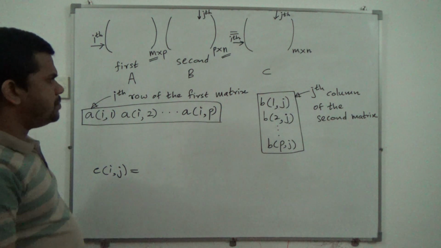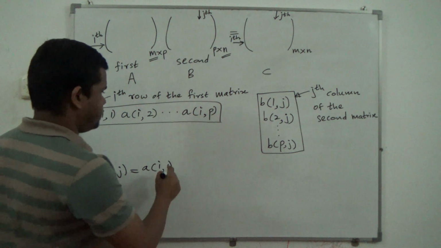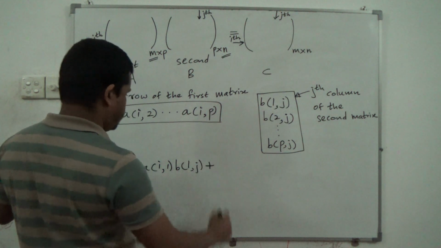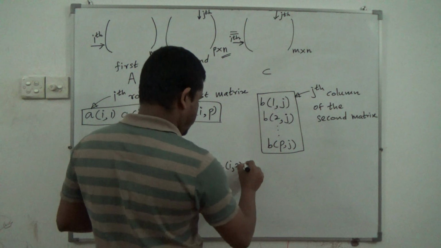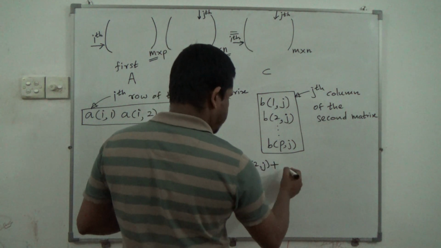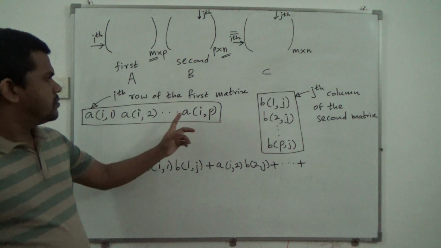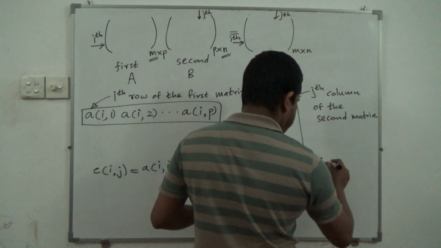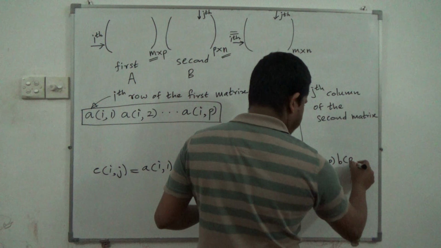Therefore, we can multiply a i comma 1 into b 1 comma j plus a i comma 2 into b 2 comma j plus, up to the last elements, a i comma P into b P comma j.